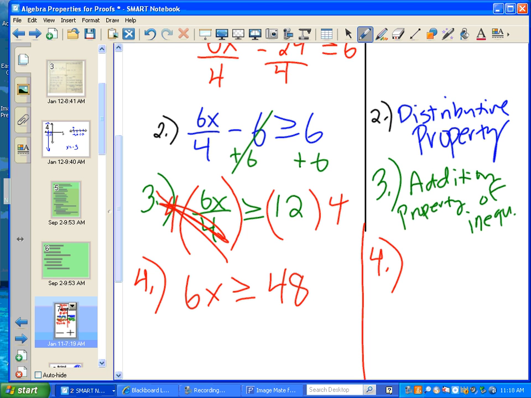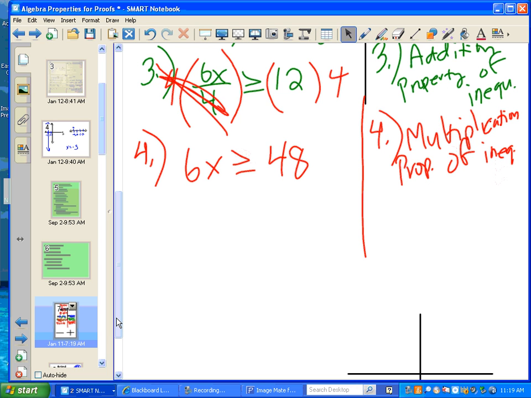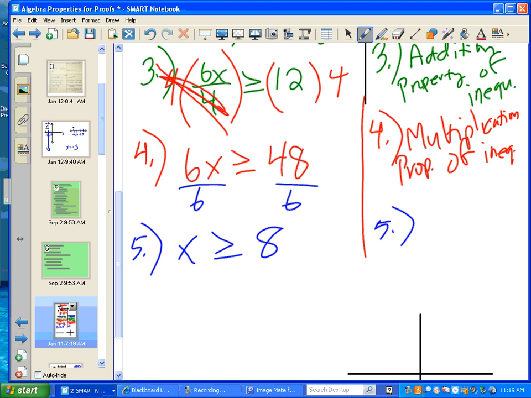Kate, what is the property that allowed us to do that? To go from here to here. Good. So multiplication, property of inequality. Sorry, these are so messy. Multiplication, property of inequality. Okay, and then Brandon, what's the last thing that we need to do? Good job. Get rid of the 6. We always need to get the variable by itself. So we have x is greater than or equal to 8.